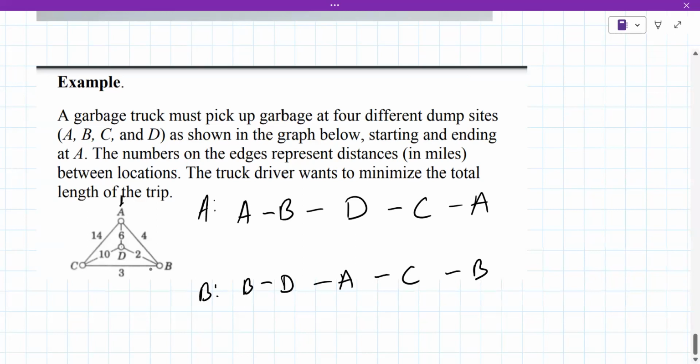And then what you do in each of these situations is you start adding up. So in this one, A to B is 4, B to D is 2, B to C is 10, C to A is 14. And you calculate, okay, that was 30. B to D is 2. D to A is 6. A to C is 14. C to B is 3. So 17. So that's 25.